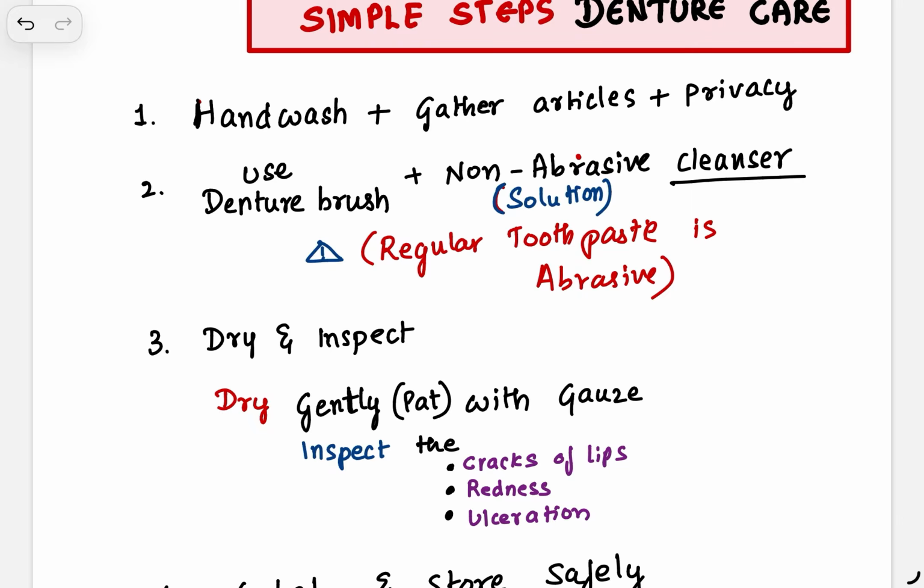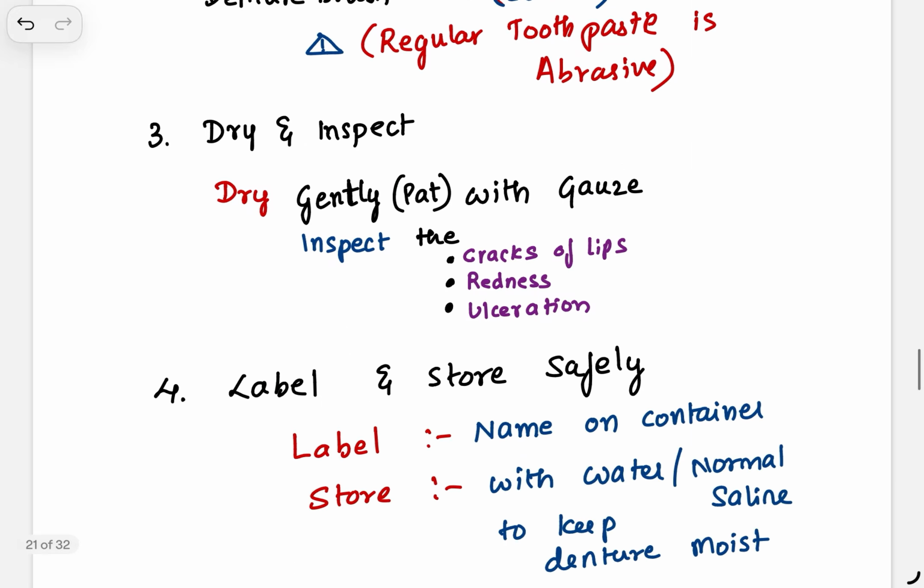Sir, what to dry and what to inspect? Pat means gentle. How do you have to handle it? You have to handle it very gently. If you take the dentures with the help of gloves, you have to wear the gloves and take the dentures, and now you have to pat it, or else you need to gently dry it. Clear? You should not give more pressure, you should gently pat that. Clear? Pat or gently. Clear?